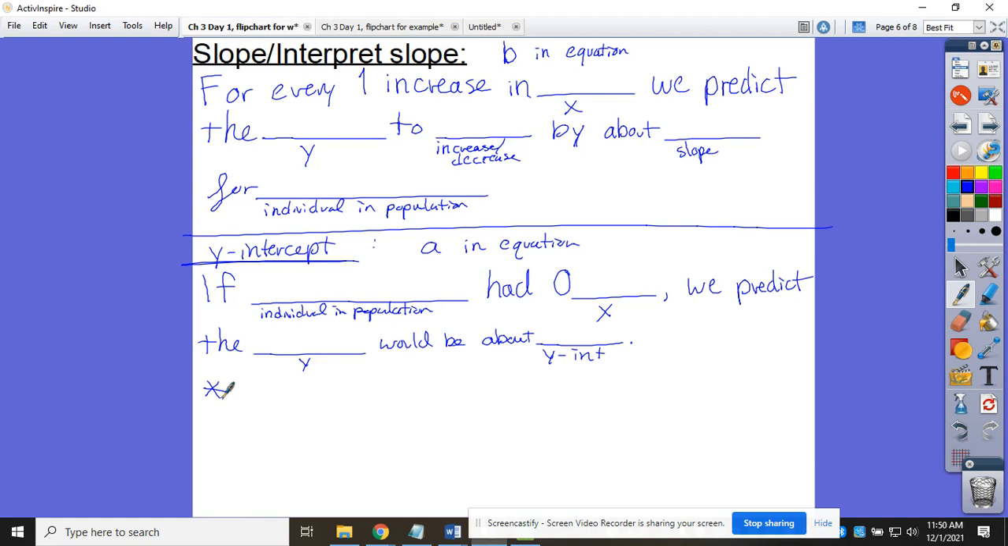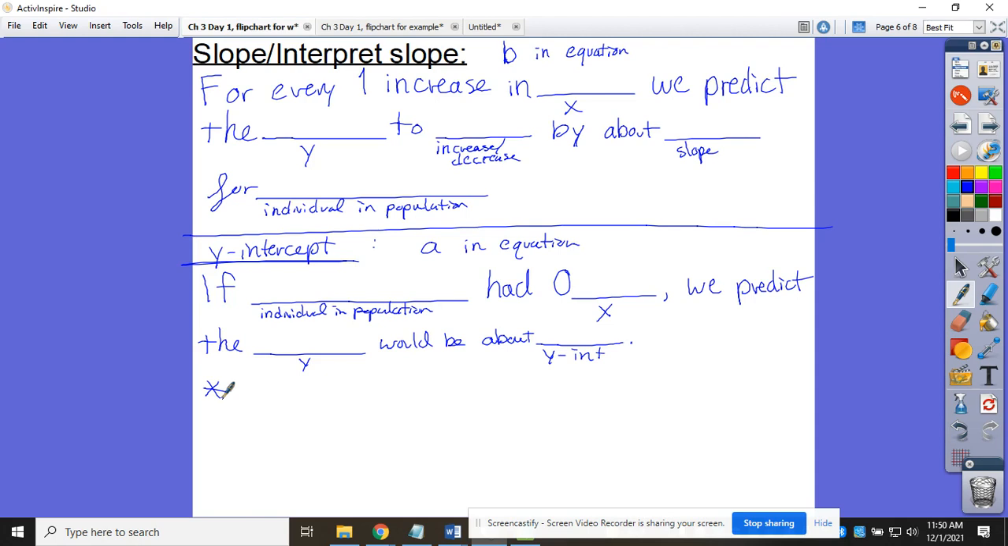If a team in the college football had 0 yards per game, we predict that the points per game would be about... How much does that make sense? None of it. Number one, if a team had 0 yards per game, I don't know how they did that, but they can't have any points per game.